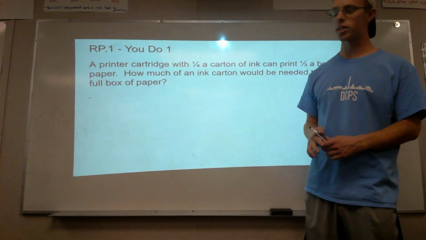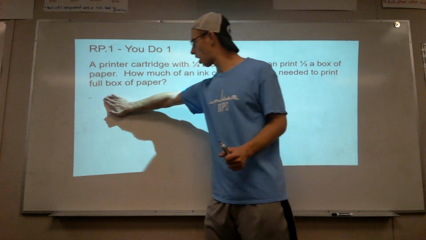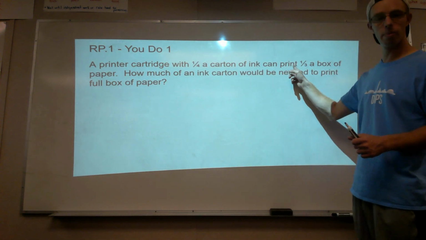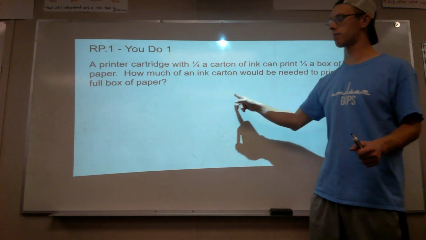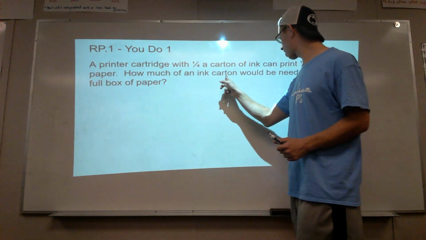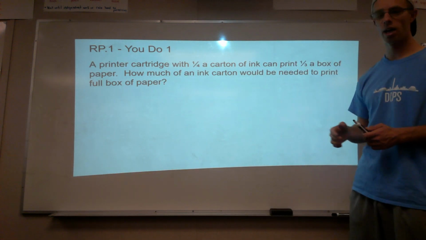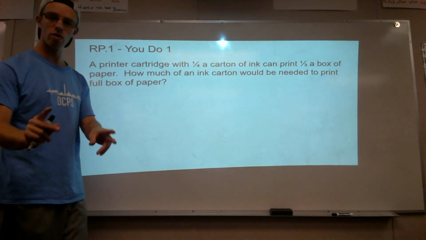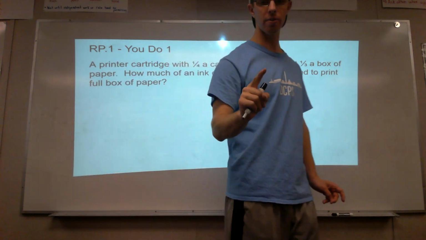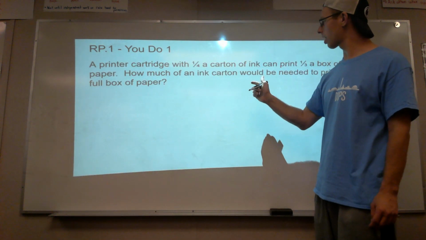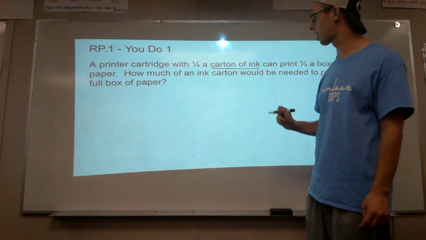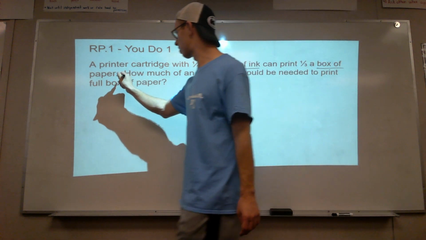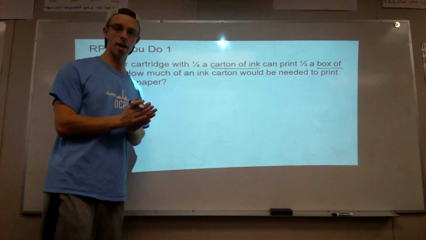Okay, if you're unpaused and you solved the problem, let's get to it. A printer cartridge with 1/4 a carton of ink can print 1/3 a box of paper. How much of an ink carton would be needed to print a full box of paper? So again, I have to find what are the two units, what are the two things that I'm talking about in this question? Well, I'm talking about cartons of ink, right? And I'm talking about boxes of paper.